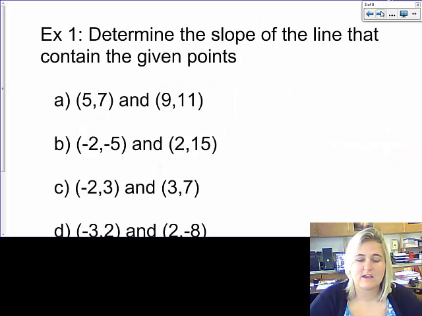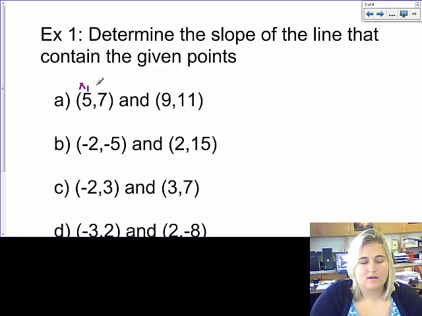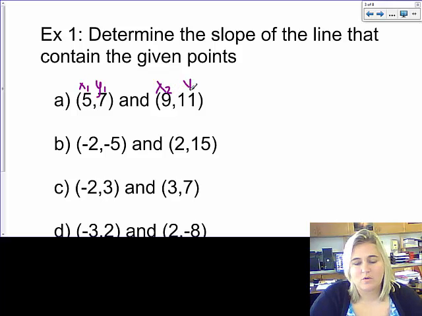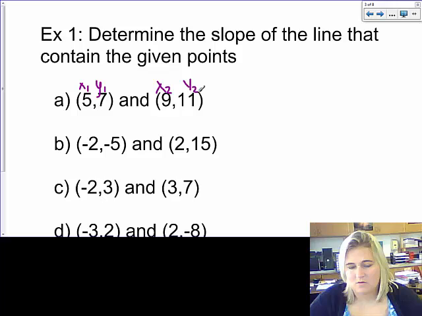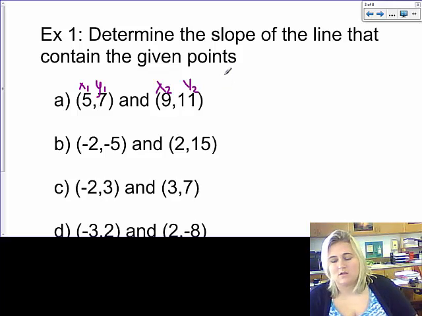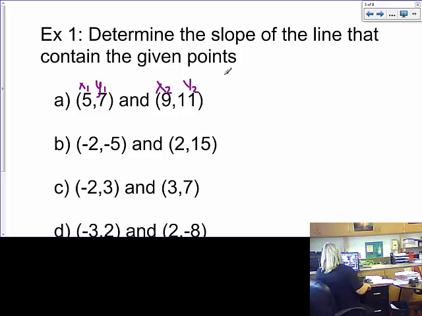So it wants to determine the slope of the line that contain the given points. So they're giving me, on each of these, x sub 1, y sub 1, and x sub 2, y sub 2. Okay? So when we do this, I'm going to use my formula, which I would love to be able to write with my pen.